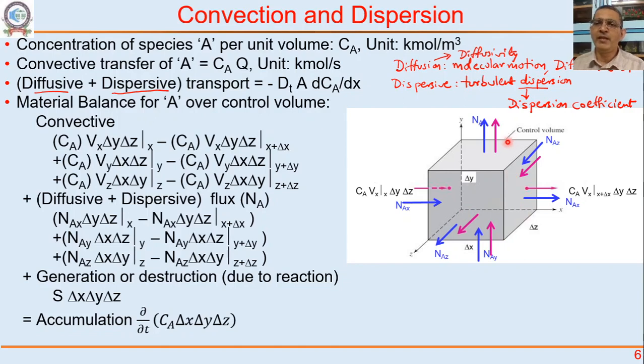Same way, A will be leaving through the top phase, this pink arrow. Rate at which A leaves will be concentration multiplied by volumetric flow rate. Volumetric flow rate is nothing but velocity in the y direction multiplied by area perpendicular to the y direction. That is the area of this top phase, delta x, delta z.